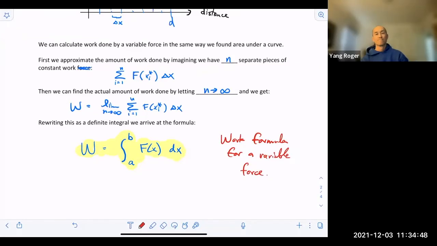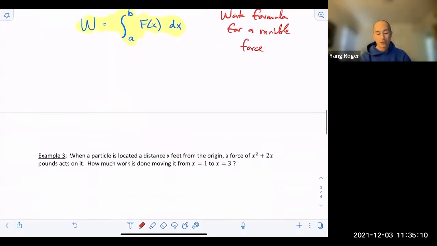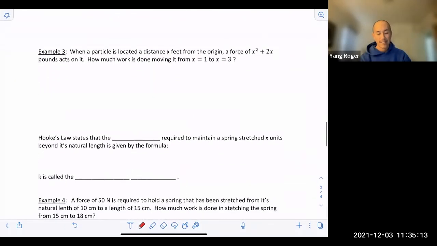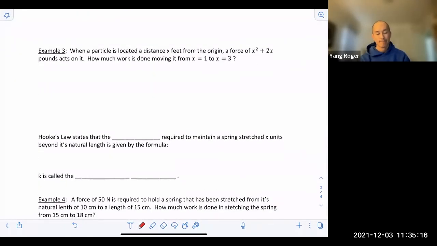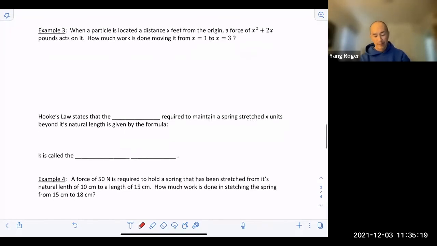Does that make sense? So now you can see why this is in the calculus section. The constant force situation is what we do in high school physics, and the variable force situation is more of a calculus idea. So let's take a look at example 3. Example 3 says, when a particle is located x feet from the origin, a force of x squared plus 2x.